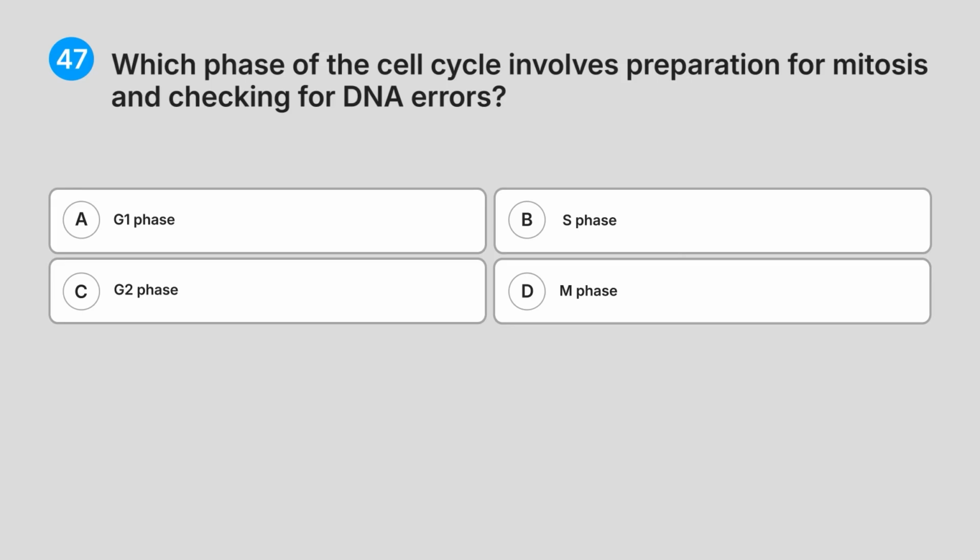Which phase of the cell cycle involves preparation for mitosis and checking for DNA errors? A. G1 phase. B. S phase. C. G2 phase. D. M phase. Can you guess the answer?